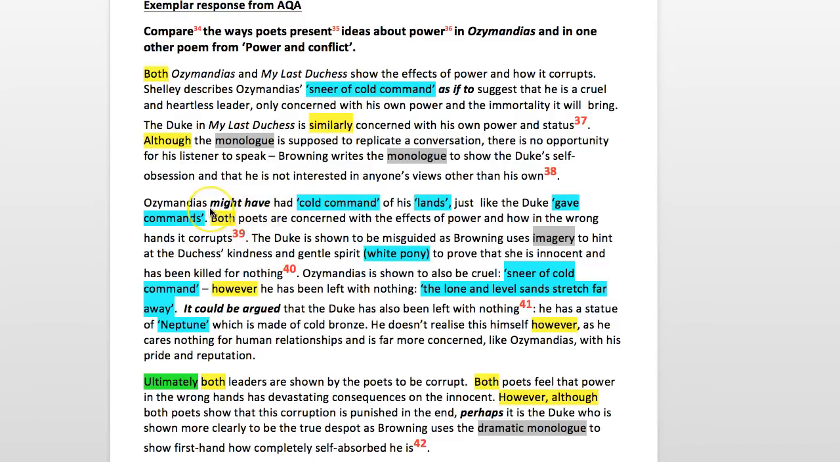Again, this writer is saying that there's a possibility that Ozymandias didn't have cold command of his lands. That's actually a very weak point here, but the candidate has used the tentative language which the examiner is impressed by. It's a better version down here.